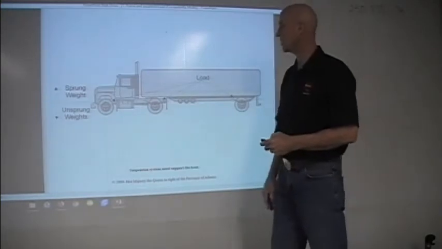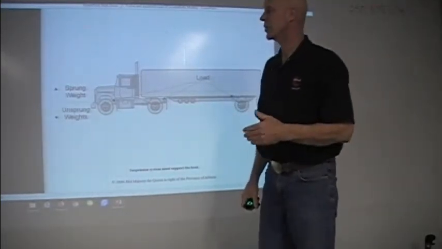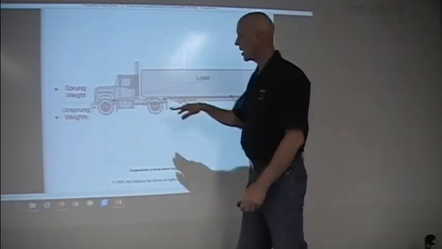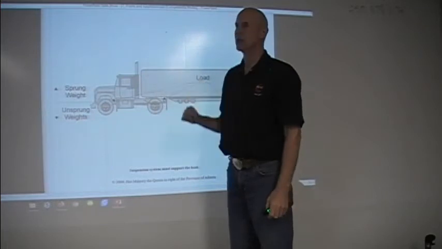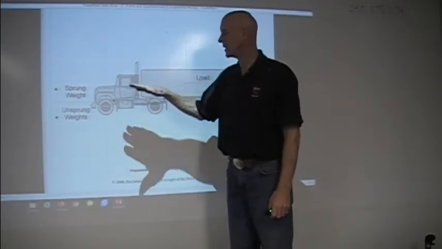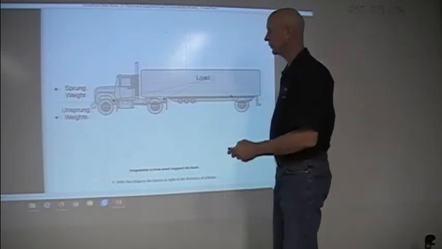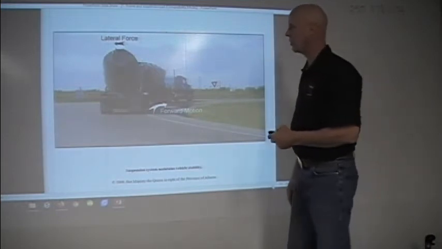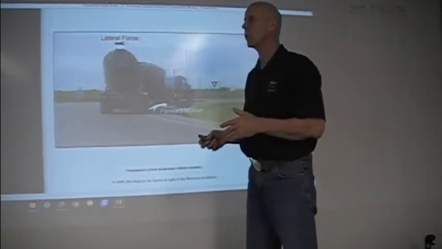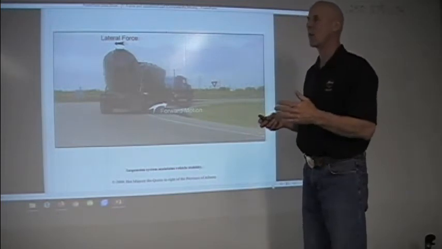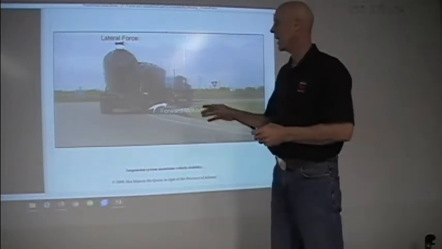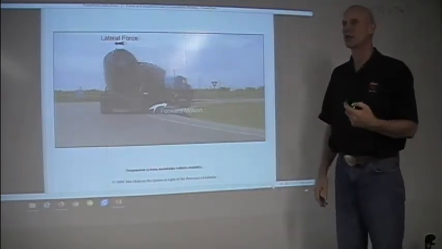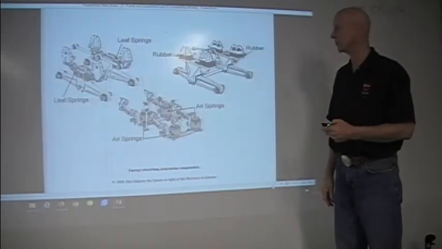Now, different types of suspension systems that we're going to see. There's a thing called sprung weight and unsprung weight. From our spring pins up is sprung weight, from our spring pins down is unsprung weight. So why is that important? As we're going around a corner, we're going to get some weight distribution change, and our suspension system and our frame have to be able to handle the stresses placed on them without bending.